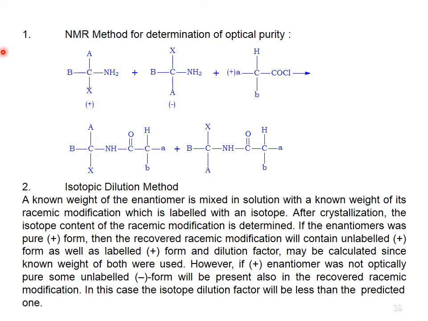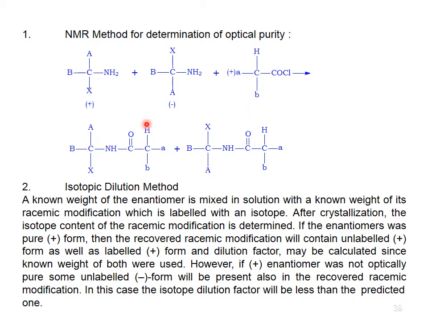Now look at the NMR method for determination of optical purity. There are methods of nuclear magnetic resonance spectroscopy through which we can determine the optical purity of the compounds. Here is the amine, this is the plus amine, this is the minus amine, and this is plus COCl, and it will react with these two, plus and minus, and result in formation of two possible compounds. And through the chemical shift value, because through NMR we get the chemical shift value, this chemical shift value can be used to distinguish between the two enantiomers.